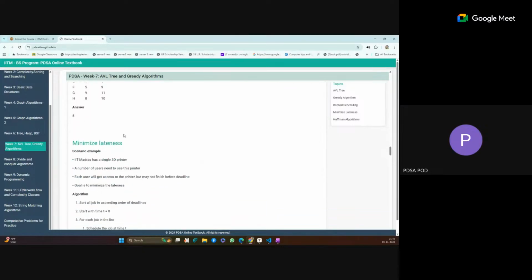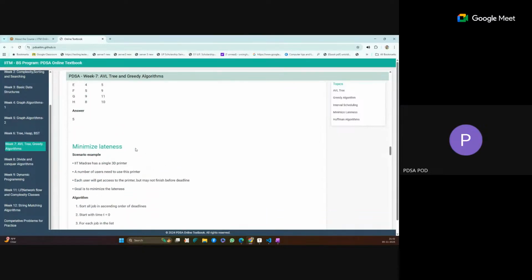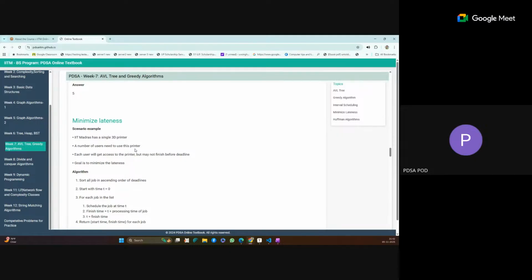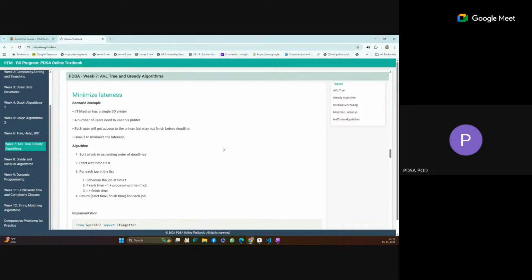Now the next problem is minimize lateness. This is another type of problem. Here, a deadline is given for every task. If we are not completing our task before the deadline, then we get some penalty, and that is called lateness. So it is how much we are late when an activity finishes and some deadline is given.